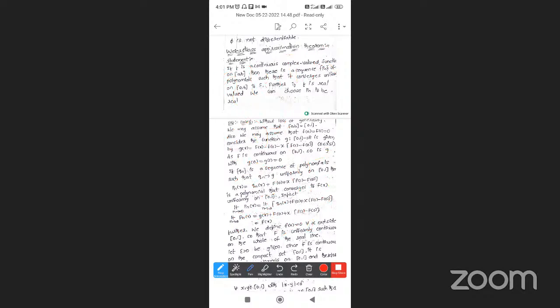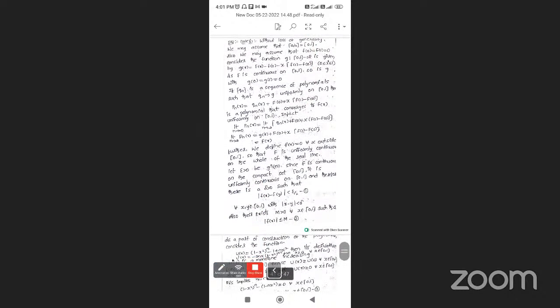Now this is a sequence qn. Qn is a sequence of polynomials, and qn converges to g uniformly on [0, 1].